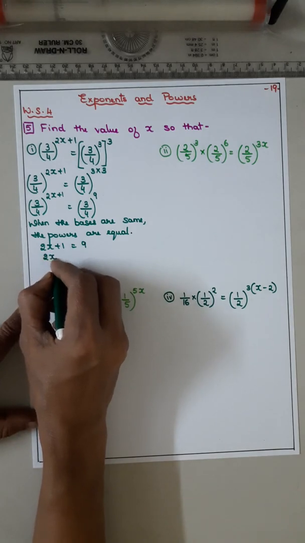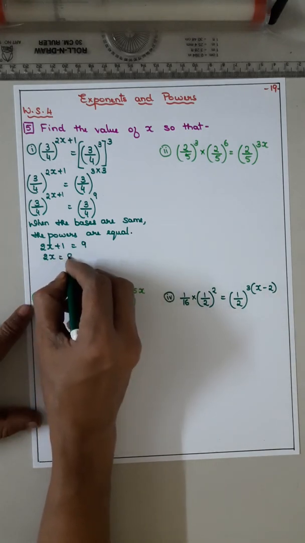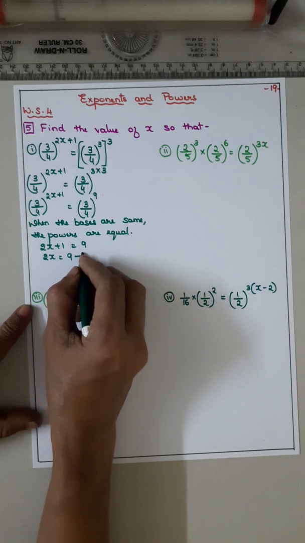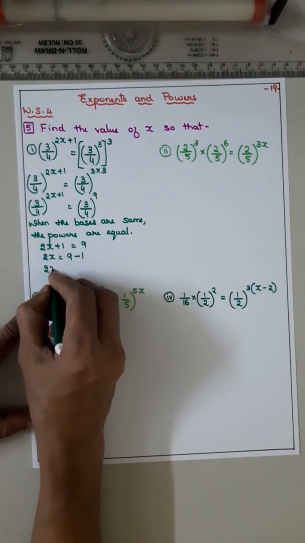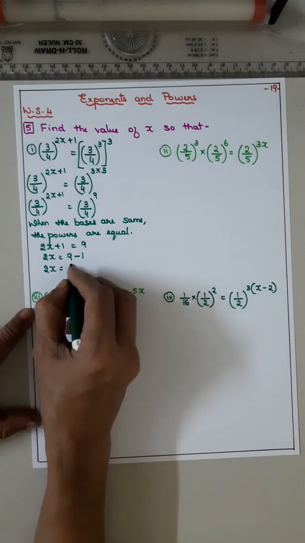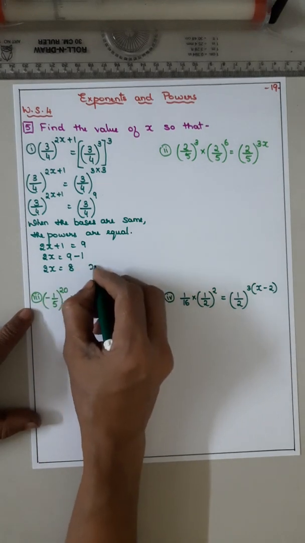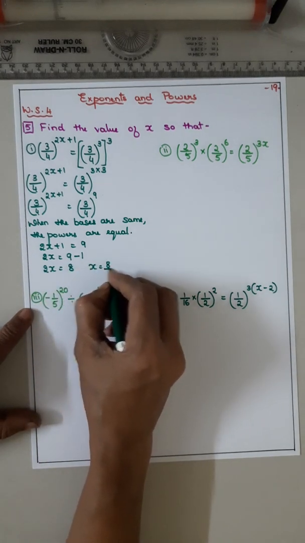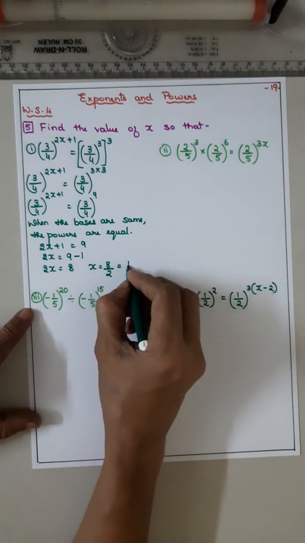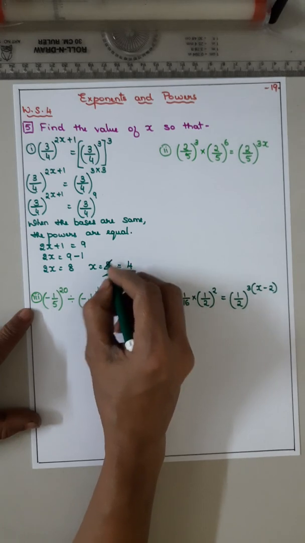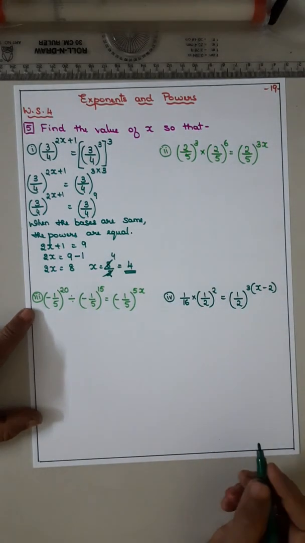So 2x, keep it on the left hand side. 9 plus 1, take it to the other side. It becomes minus 1. So 2x is equal to 9 minus 1 is 8. x is equal to 8 by 2, which is equal to 4. 2 ones are 2, 4s are 4.